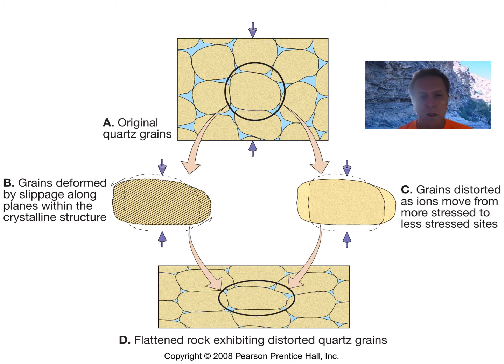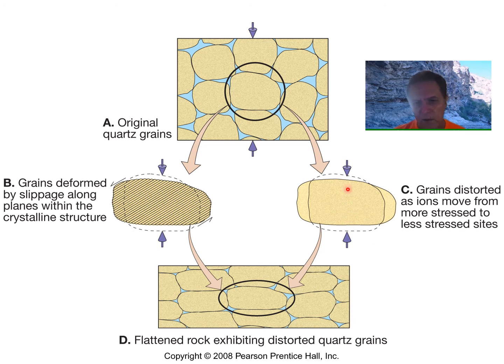Again, on a microscopic scale, a number of things happen to individual crystal grains. So if you look at a piece of sandstone, which is primarily made of quartz, you start metamorphosing it, the grains start deforming at a microscopic scale by the slippage of crystalline planes. The original shape of the crystal is this dashed line, and as you apply differential stress, the grain starts to flatten and lengthen. Grain is distorted as ions move from more stress to less stress sites.